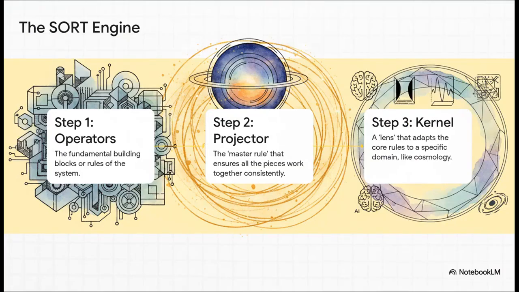The engine driving all this really just comes down to three main parts. First up, you have the operators. These are like the Lego bricks of the system, the absolute fundamental rules. Then you've got a global projector, which is kind of like the master instruction manual that makes sure all those Lego bricks fit together perfectly. And finally, there's a projection kernel, which acts like a special lens, translating that core Lego structure into the specific language of a field, whether that's AI or quantum physics.